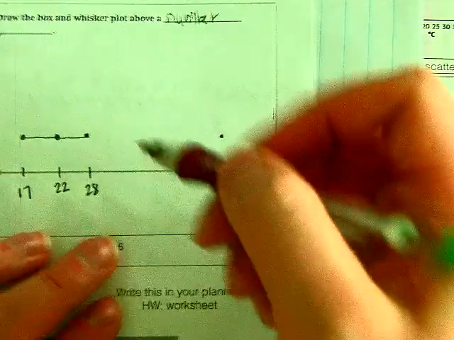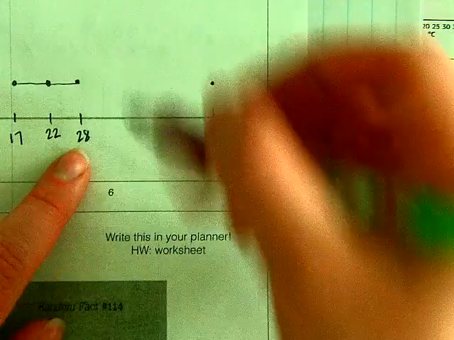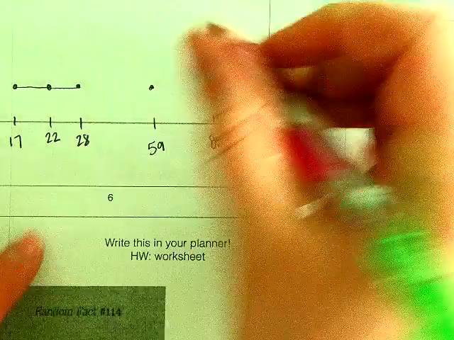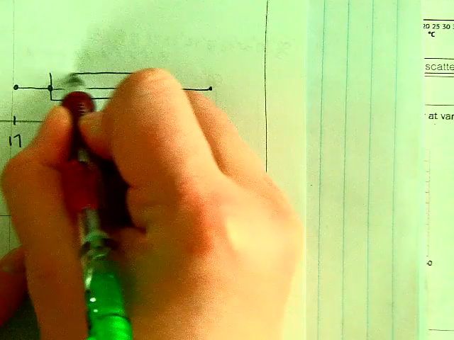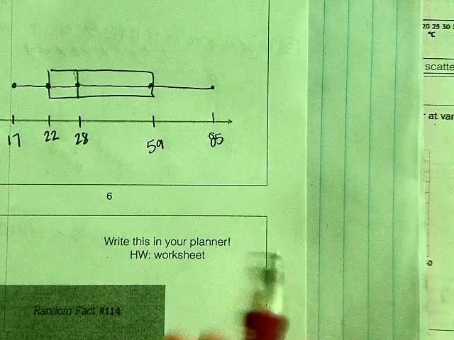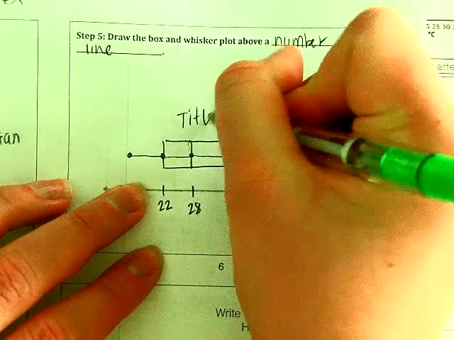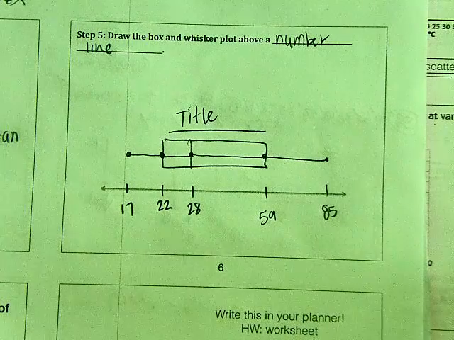And then we have Q3, which is 59. Now that's quite a bit farther. That's about halfway between 28 and 59. So using some logic there, we got 59. All of these get connected, and then we draw a box around the 3 in the middle. That's our box and whisker plot. And then we would put a title up here, but this one doesn't have a title. Okay, so that's a refresher.